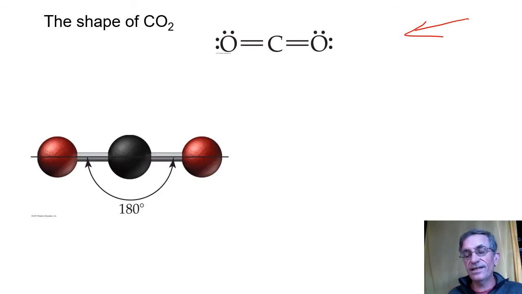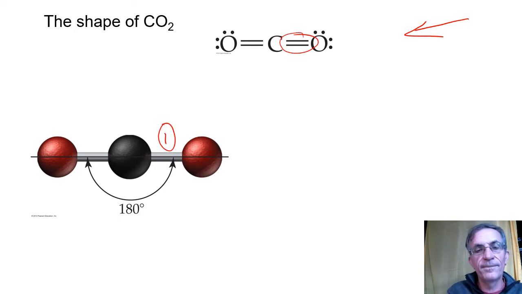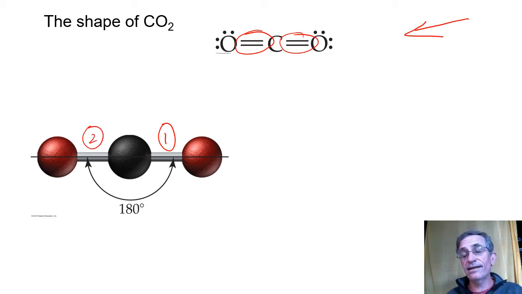Because they're trying to spread out, these two sets of electrons, like this double bond here, are going to try to get away from this other double bond, and they're going to get on opposite sides of the carbon atom. When you have this shape, it is called linear.